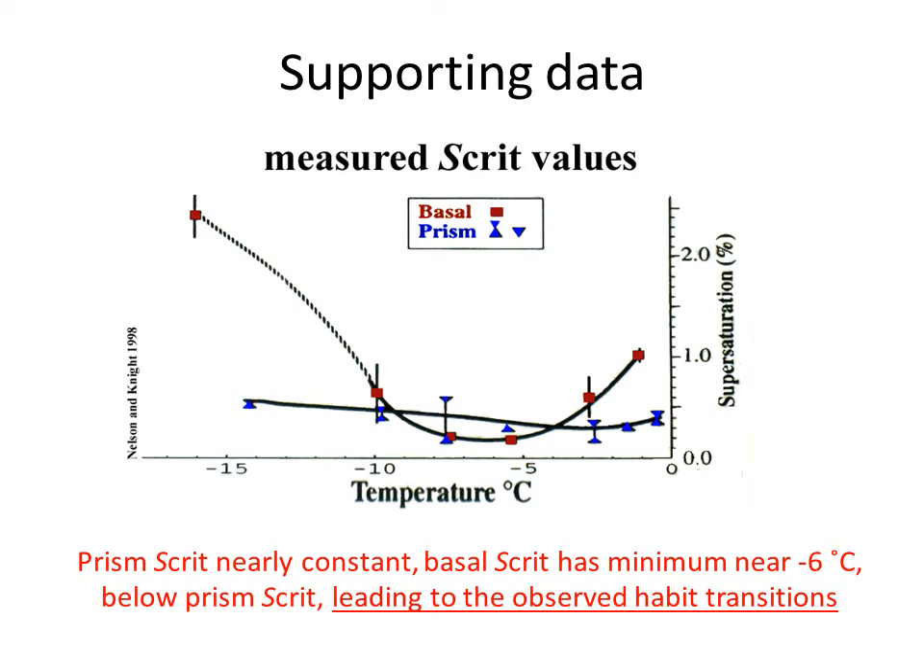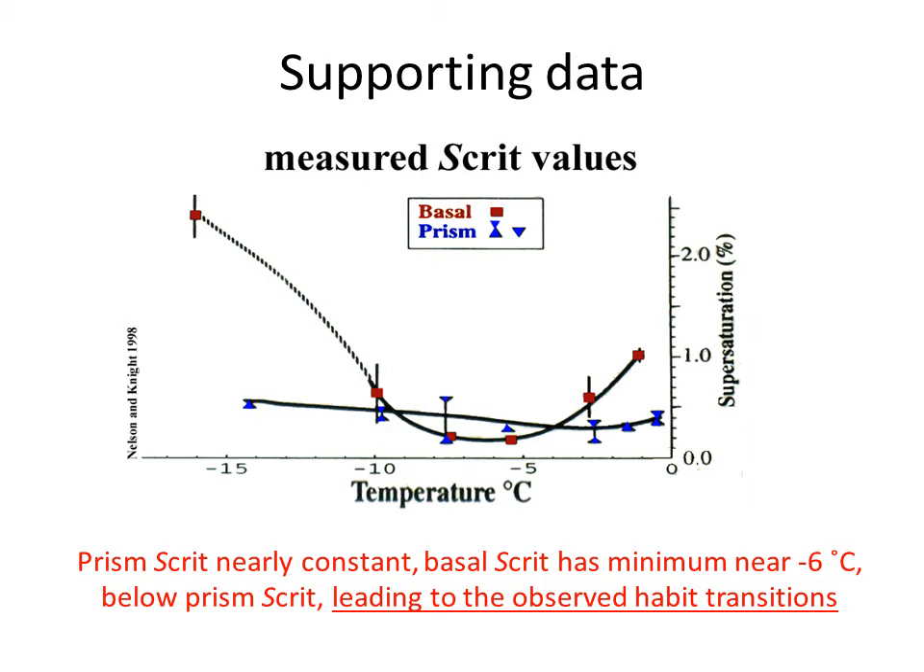The other thing was that the prism face, here in blue, was nearly independent of temperature, between about 0.4 and 0.5%. But on the other hand, the basal had a strange behavior. It started around 1%, around -1, and it dipped down really low to about 0.15%. Then at lower temperatures rises back up. In the dendrite regime, it's quite high, about 2.5%.